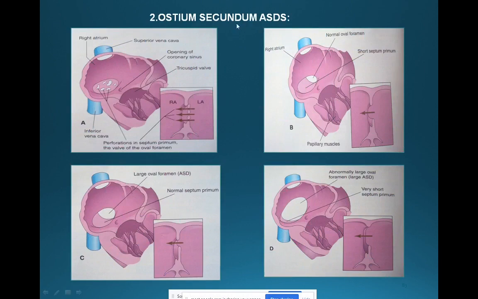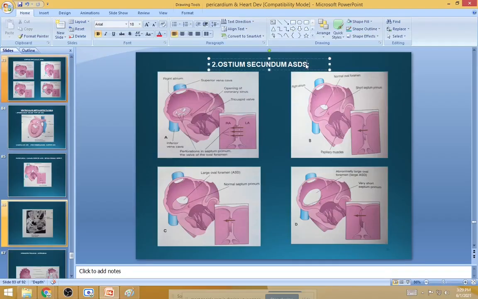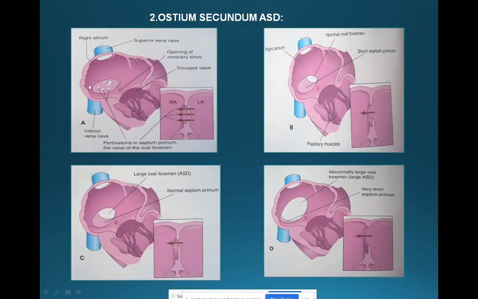The second is ASD. Usually the atrial septal defects happen with the ostium secundum. If you can remember, the ostium secundum was when the apoptosis happened in the septum primum. So there is a gap, a communication between the right and the left atria. Or there can be ostium primum defects, but ostium secundum defects are more common.